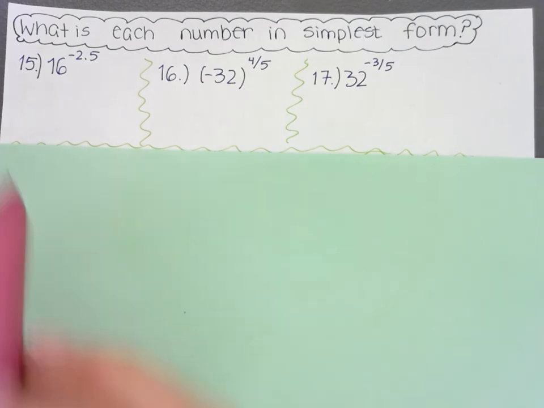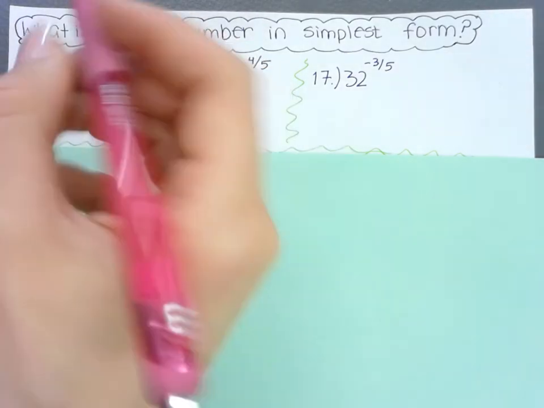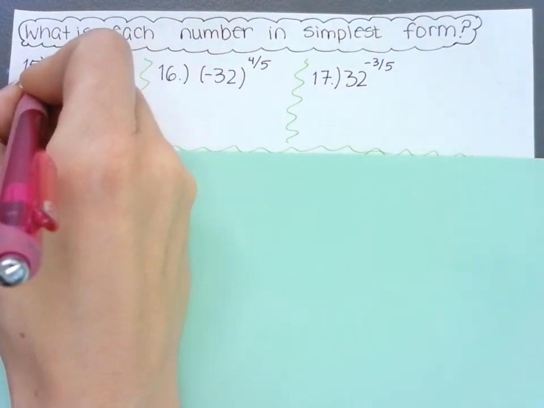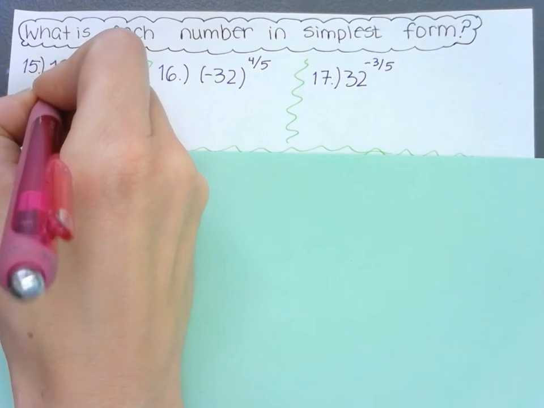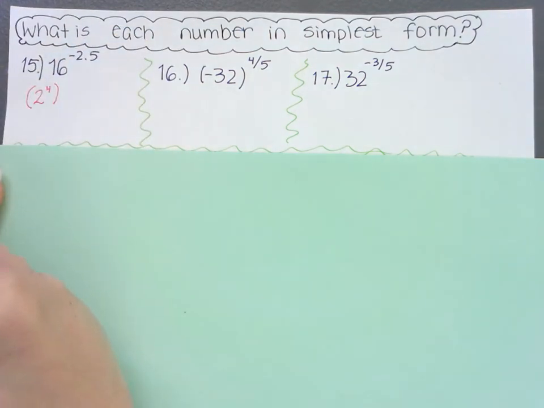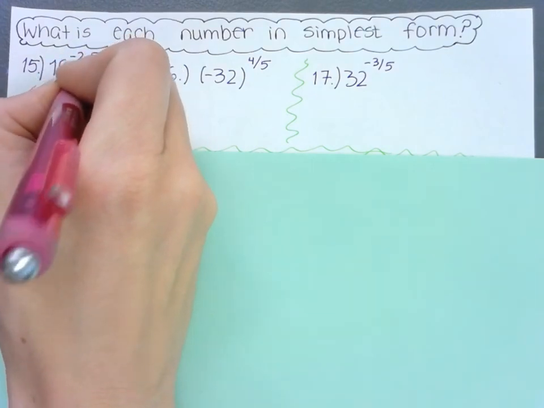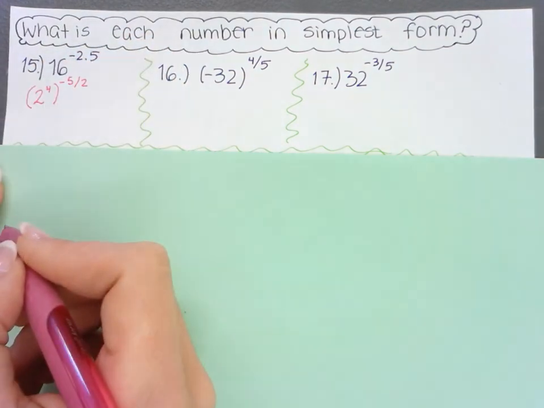Alright, next set. What is each number in simplest form? Using the same things we've been using. I'm going to do a little swap opportunity. 16, well, that's replaceable with 2 to the 4th power. And then negative 2.5, I'm going to make that a fraction. That's negative 5 over 2.